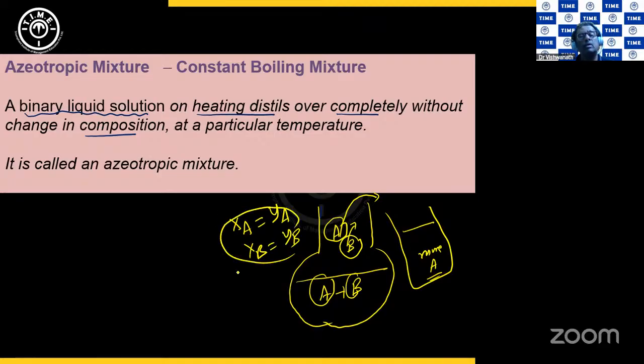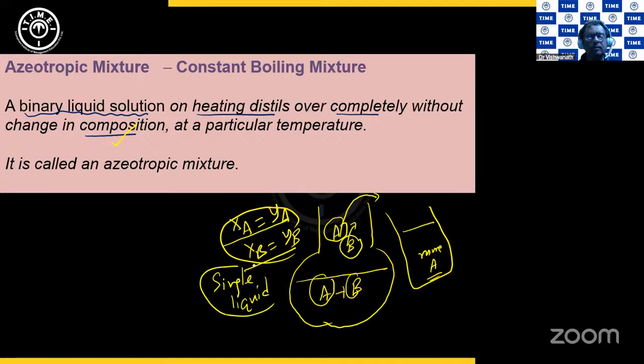So we are not able to separate the mixture at a particular composition. This happens at a particular composition. So at a particular composition, the liquid and the vapor will have the same composition, means there is no change. You will not find more A in the vapor or less B in the vapor. As much A and B were there in the liquid, so much will be there in the vapor. That is what you are saying, distills over completely without change in composition. So it is as if it is behaving as a single liquid, as if you do not have a mixture of liquids.